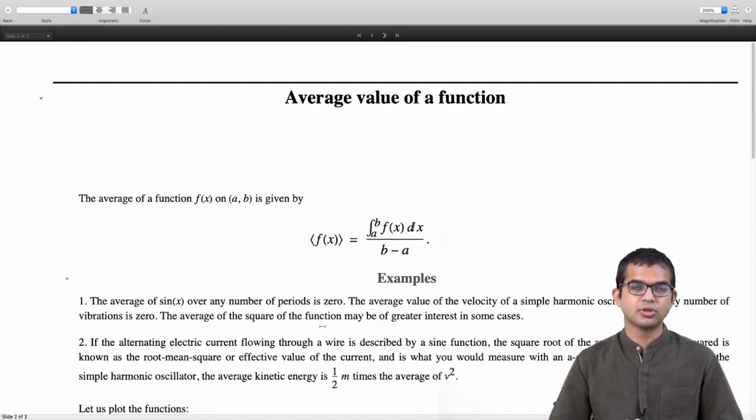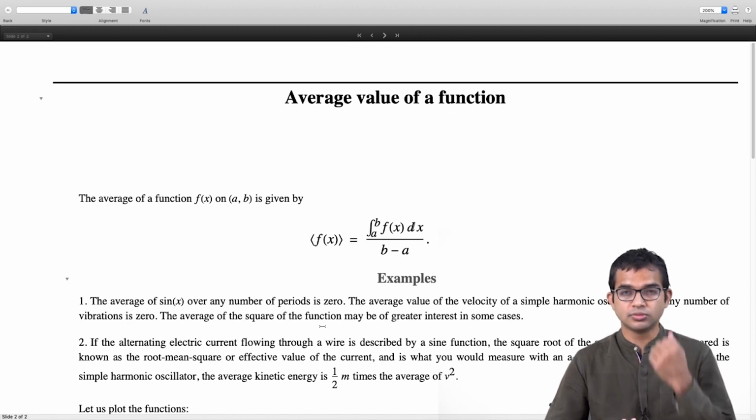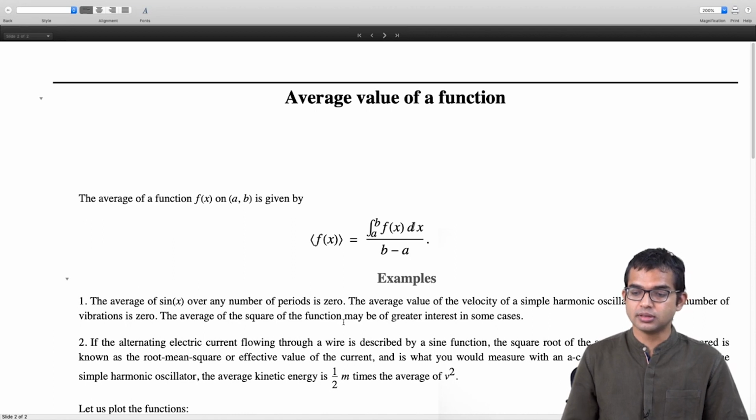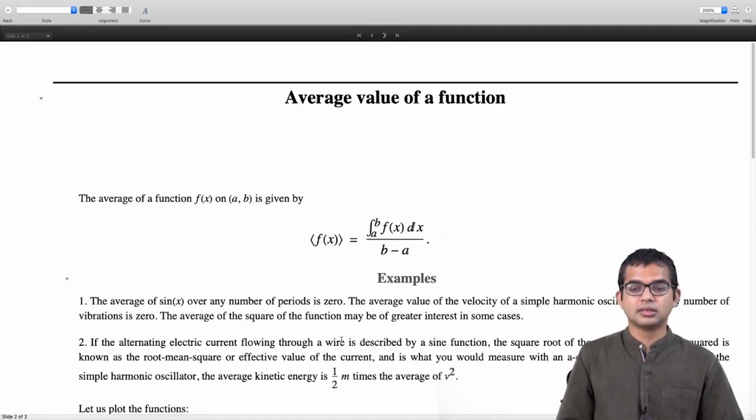In the example of the simple harmonic oscillator, the average kinetic energy is something that you might be interested in measuring, right? That would be given by half m times the average of v squared. When you're looking at the kinetic theory of gases, you have lots of particles, and there too the average of v squared is of great importance. You might have seen these concepts of the equipartition theorem in statistical mechanics. These kinds of averages are of importance. Sometimes one is interested in the time average, sometimes in some ensemble average, and so on. So all kinds of averages are of interest.